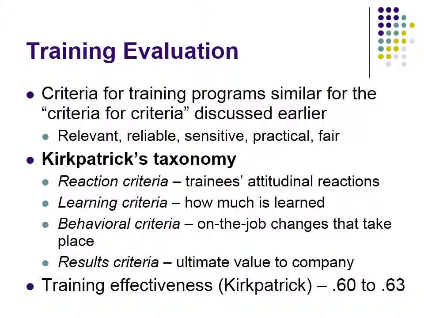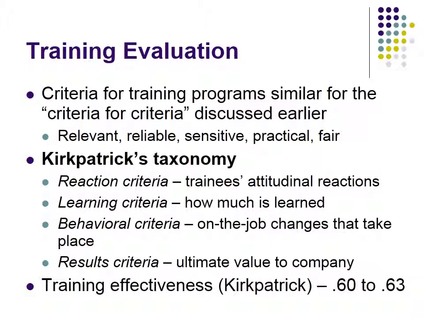Kirkpatrick came up with a taxonomy that is basically the guiding framework that almost any training and evaluation in IO psychology is used under. And it basically is this list of different things that we can measure. The first one is the reaction criteria, followed by learning criteria, followed by behavioral, followed by results. And this almost maps on perfectly to that definition of training we opened with. The training is about learning that becomes a behavior that results in organizational outcomes.